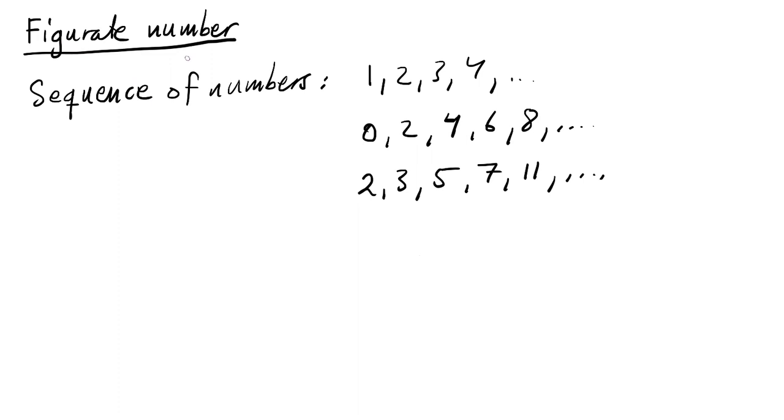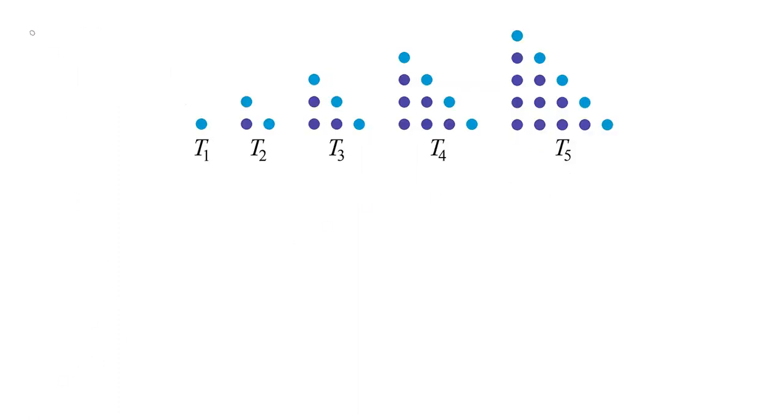A particular example is figurate numbers, because they can be represented with figures. So they are sequences of numbers, but they can be represented by figures. By the way, I should say here that it doesn't need to be infinitely many. It could be finitely many also, but normally you look at infinitely many. An example is triangular numbers.